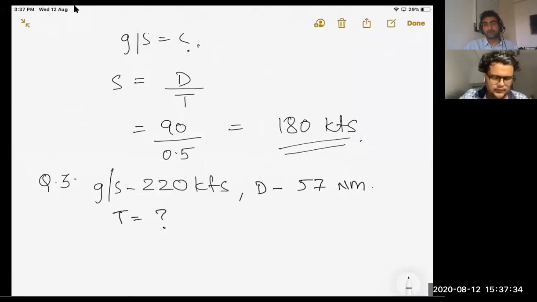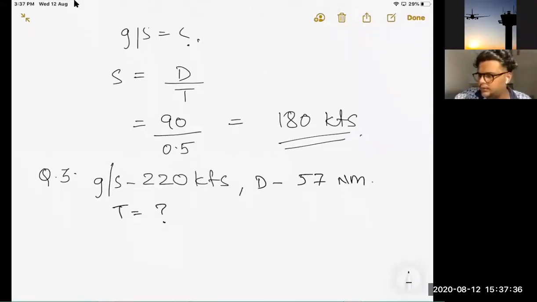57 by 220 times 60, it will be 0.95. Which method are you using first? First I used the NavCalc, now I'm using the scientific calculator. What's the answer as per the NavCalc? The answer is 15.55 minutes, that is approximately 16 minutes.